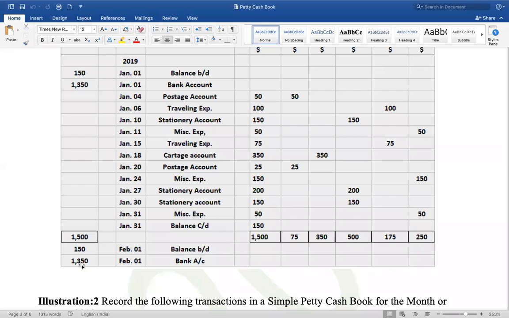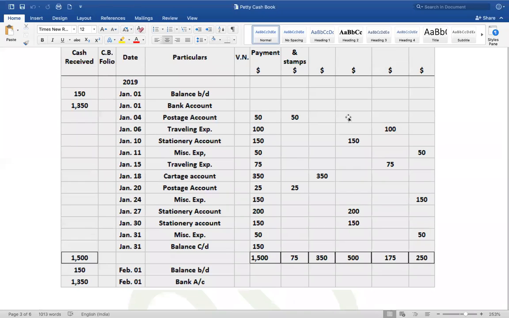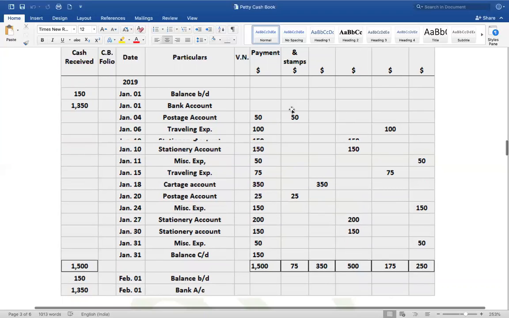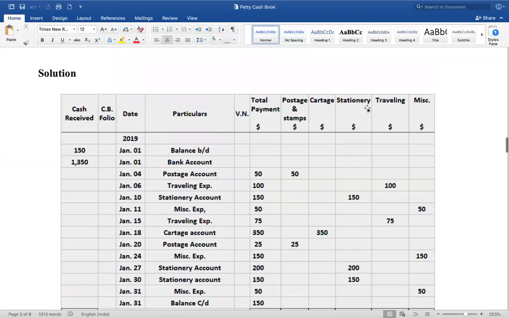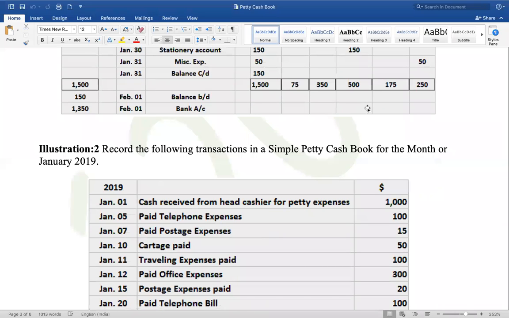So this is the way of doing things, and this is the columnar or analytical petty cash book. There are no technicalities. The only thing is formatting. You have to remember the columns, and you have to use creativity to give headings. How many headings should be given? You can choose to give 3 headings. You can choose to give 5 headings, depending on the convenience and the problem.